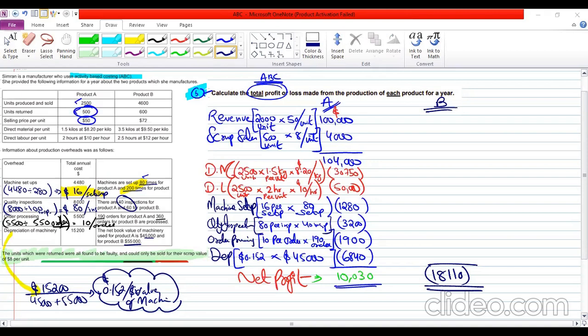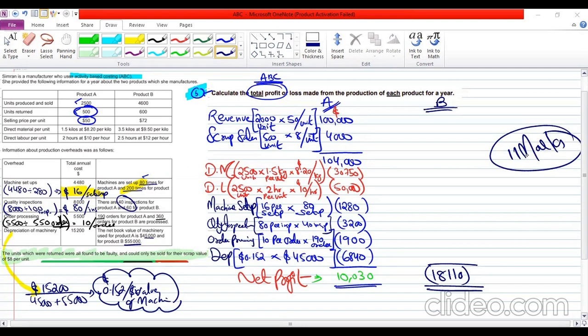Requirement A, the definition of cost driver for 1 mark, which I already gave to you. Requirement B, compute the total profit for each product using ABC, 11 marks. There were 11 marks for this part. Now, we have a C requirement as well for this question.